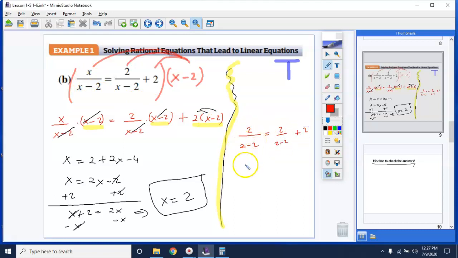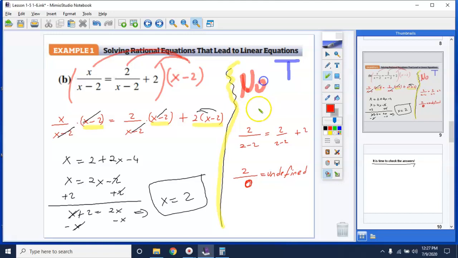But as you see here, I got 2 over 0. Oh my goodness. So this is so wrong, right? This is undefined. Any number divided by 0 is undefined. So we're going to say that this rational equation has no solution.